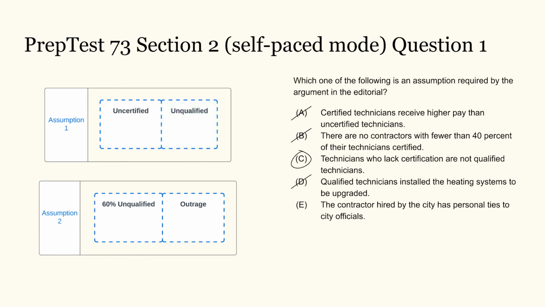Finally, answer E is about the contractor's personal ties to city officials, which you might think is an outrage. However, the logic of the argument was about the contractor's percentage of unqualified technicians, not the contractor's personal ties to city officials. Therefore, answer E is not an assumption required by the argument.